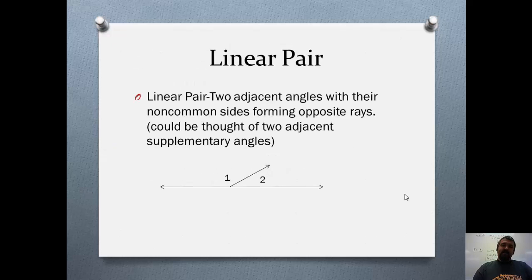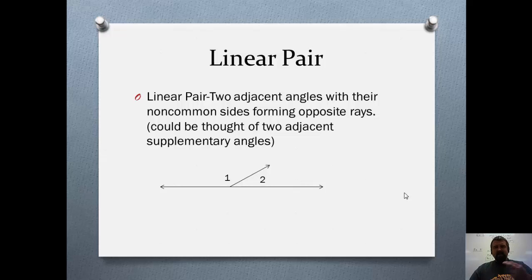Alright, the next thing we need to talk about is a linear pair. It's just a fancy way to name adjacent supplementary angles. The official definition is two adjacent angles with their non-common sides forming opposite rays. Remember from before that opposite rays are rays that point in the exact opposite direction and start at the same endpoint. It's basically a fancy way to say two rays that form a line. However, the rays have to start at the same endpoint. That's why they went a little bit more specific.